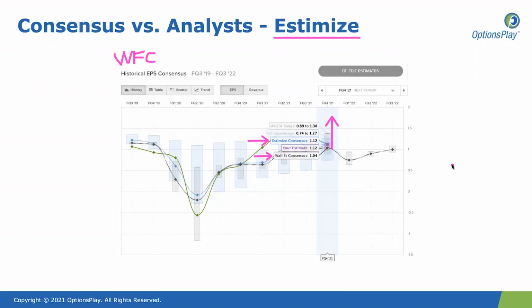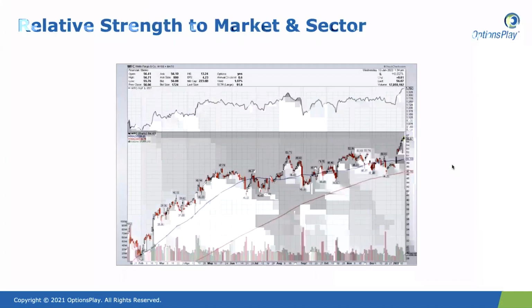So this is the first place that I start to look, just what the market is expecting relative to analyst expectations. It's not a single thing I look at. It's a combination of multiple things. With Wells Fargo, for example, there is a small alpha that the market is expecting relative to what the Wall Street analysts are currently expecting. The second thing I look at is the underlying chart.